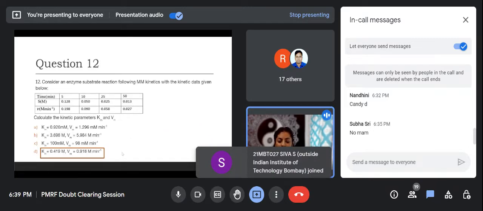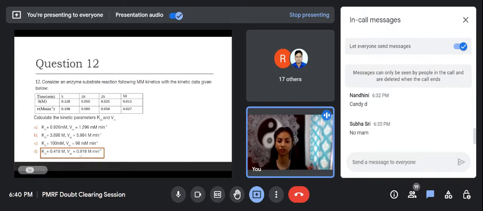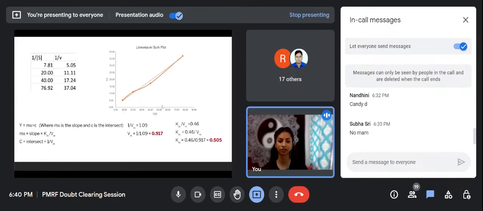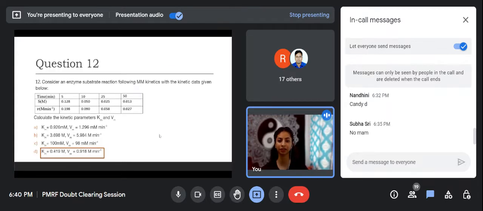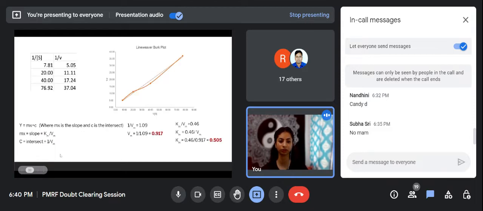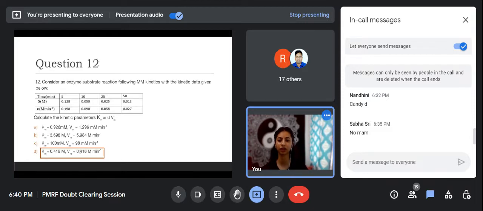So the option that is closest to the one I got is D, where Vm equals 0.918, which is almost what I got, 0.917, and K is equal to 0.419, which is almost equal to the 0.505 that I got. No other value is coming close.